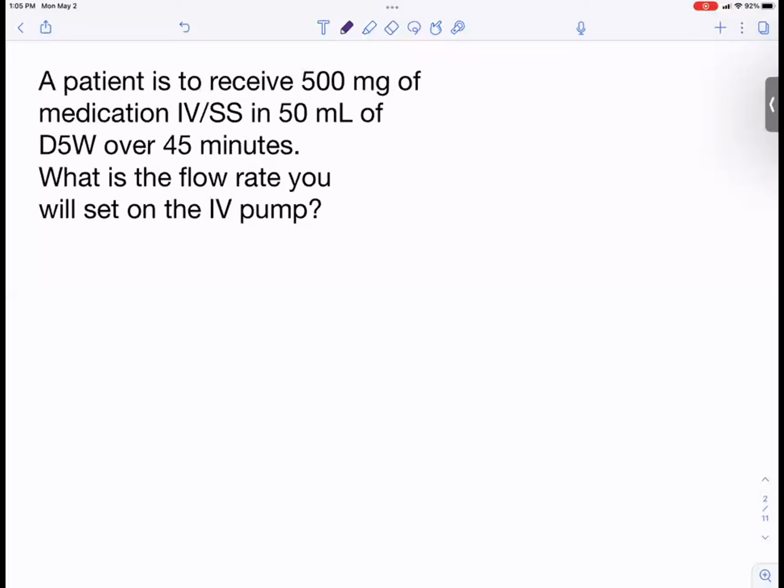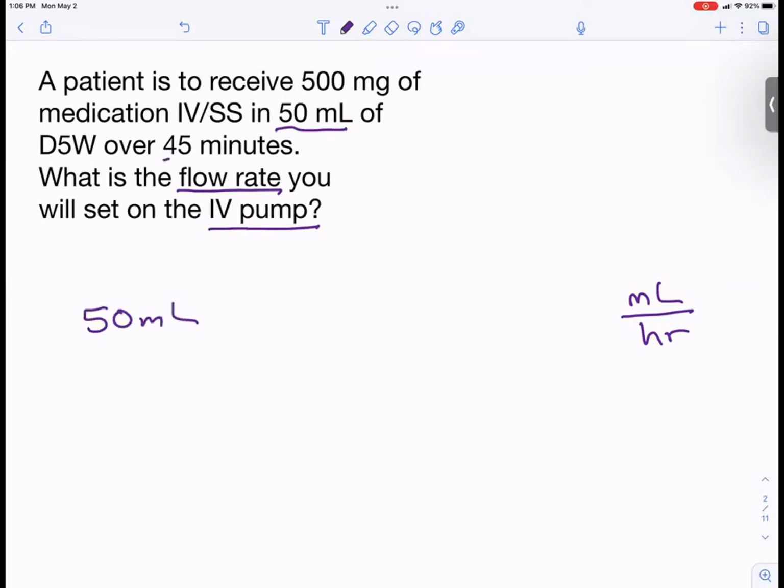Here's another problem. A patient is to receive 500 milligrams of a medication, IV Soluset, in 50 milliliters of D5W over 45 minutes. What is the flow rate you will set on the IV pump? So right away you see it says IV pump, and it's asking you, what is the flow rate? When we solve for IV pumps, we're always solving for milliliters an hour. All right, so what is my volume? 50 milliliters.